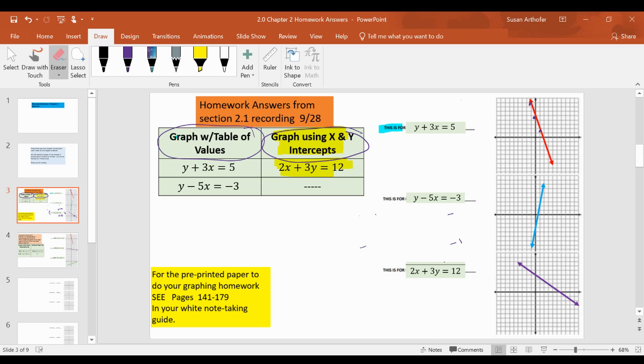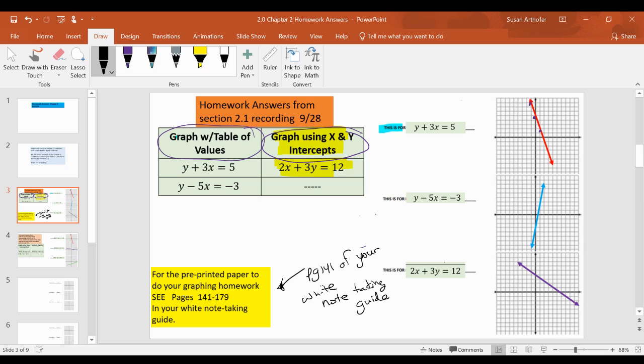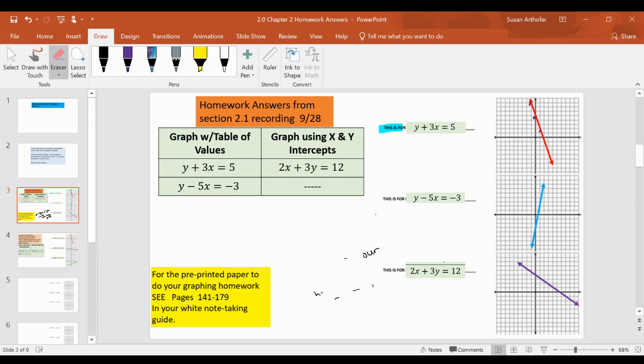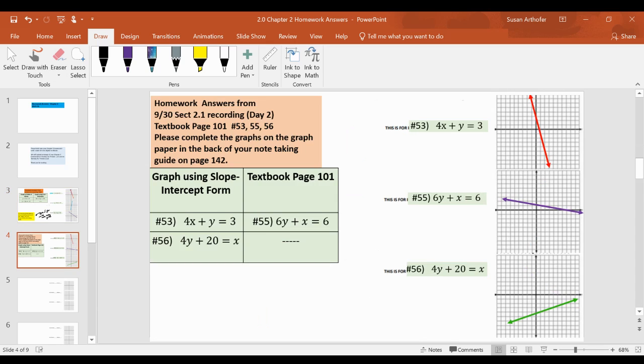Just let me erase this real quick. Okay, and this should have been done on page 141 of your white note-taking guide, because there's graph paper back there for you. So the first page of that is on page 141. This is where this piece of paper is found in the white guide that you have at home. Page 141.